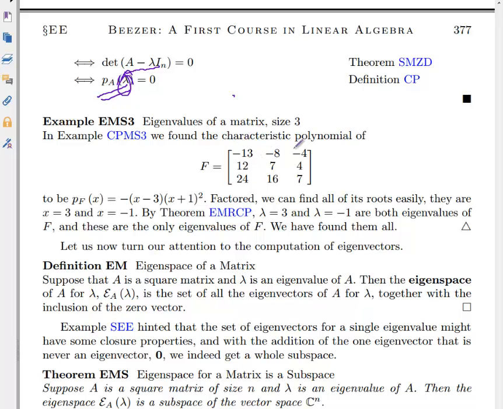So the example that we just did, when we computed the characteristic polynomial, it factored like this. So my two eigenvalues are 3 and minus 1.